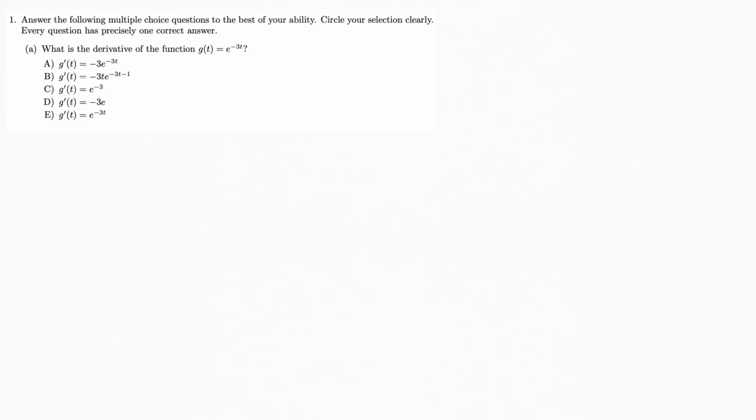Question 1a is giving us an equation g of t equals e to the negative 3t, and they're asking us to find the derivative of this function. The first thing we need to know when we look at this is that the derivative of e to the x is a special case derivative.